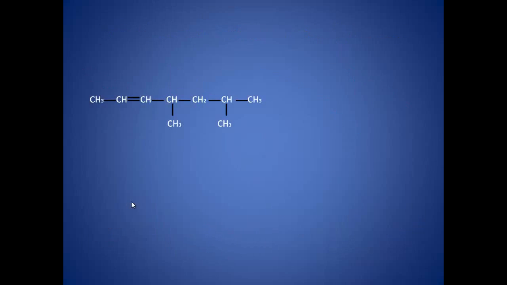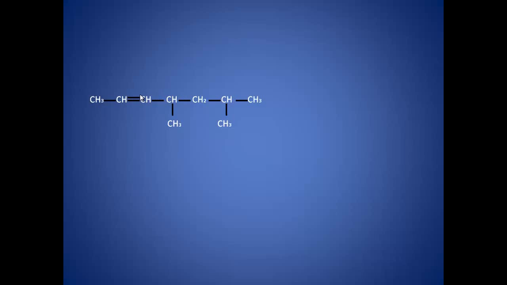We have one formula. We have 1, 2, 3, 4, 5, 6, 7 carbons and 2 substituents that are the same, methyl. So we must pay attention to which carbons the methyls, the substituents, are on. And then we see the smallest number at which the double bond is, that in this case is 2.